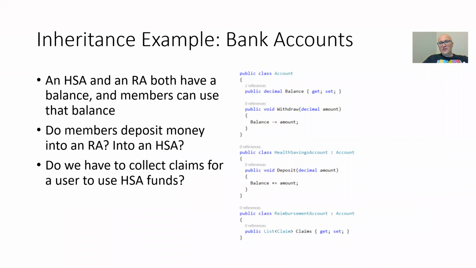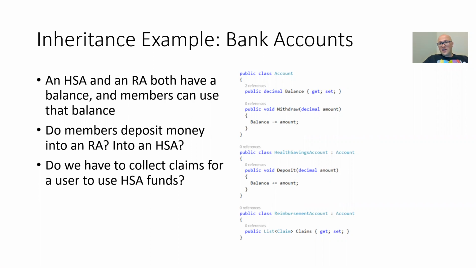So let's talk about another example. If you think about the account types that we have here at Health Equity, we have health savings accounts and reimbursement accounts. And those are very different accounts, right? But they do have some things in common. For example, both of those accounts have a balance. My HSA account has a balance and my reimbursement account has a balance. I can take money out of them, I can withdraw, okay?